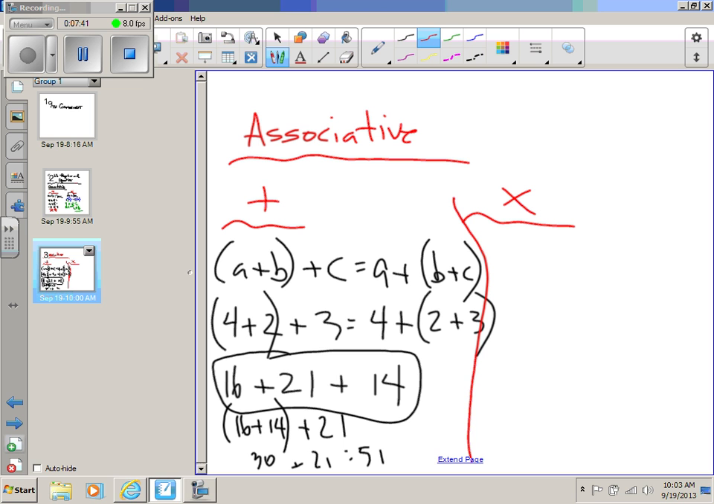So multiplication would be the same thing. If you had an A times B and multiply it by C, same kind of deal. If you have just multiplication, you could take that in any order that you prefer.